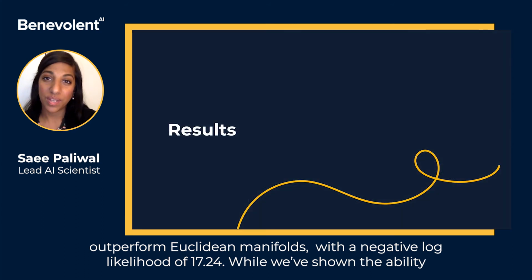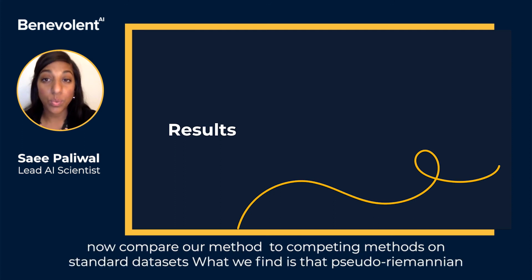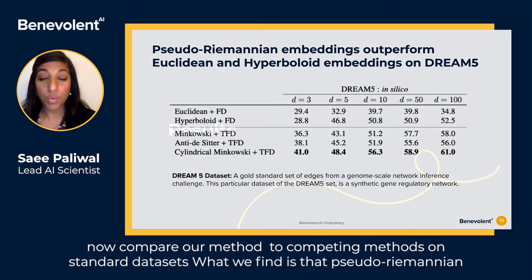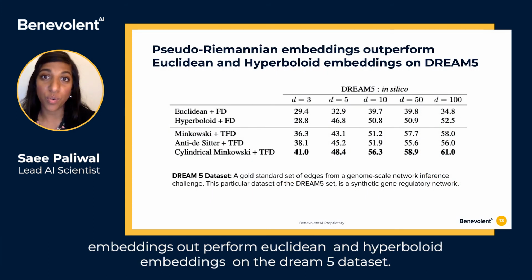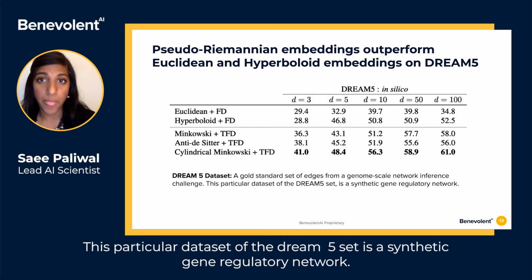While we've shown the ability of Pseudo-Riemannian embeddings to address key issues in certain toy examples, we'll now compare our method to competing methods on standard datasets. What we find is that Pseudo-Riemannian embeddings outperform Euclidean and Hyperboloid embeddings on the DREAM5 dataset. The DREAM5 dataset is a gold standard set of edges from a genome-scale network inference challenge. This particular dataset of the DREAM5 set is a synthetic gene regulatory network.